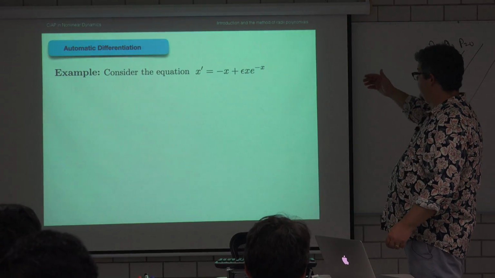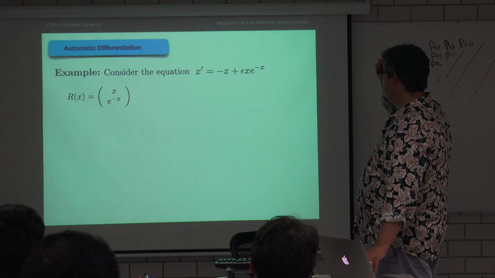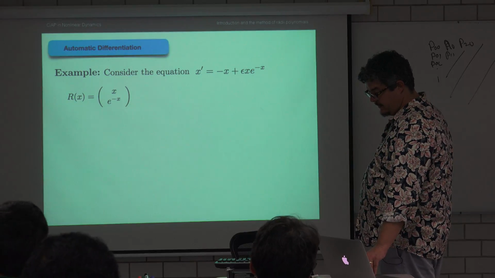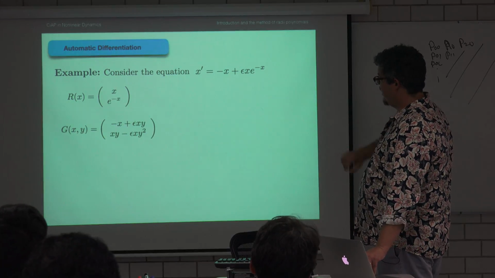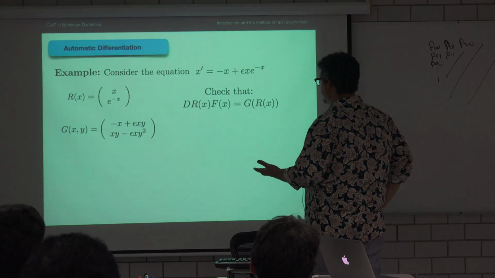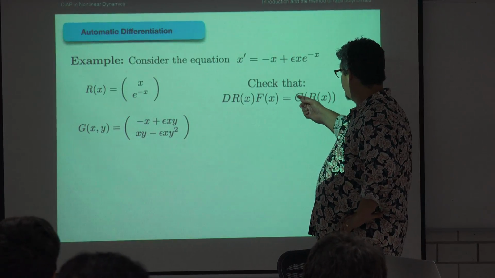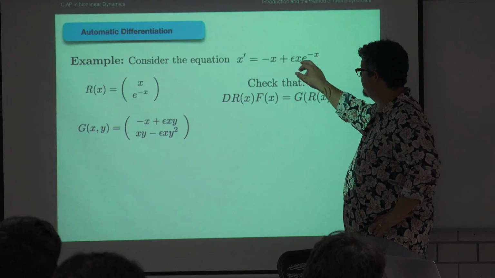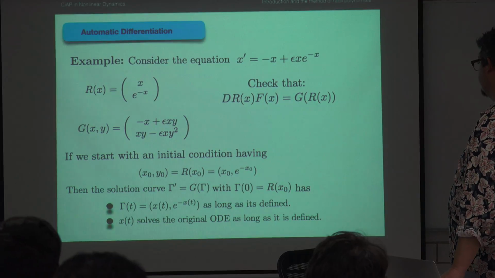Okay, so I did something a little bit formal to get from this equation to the polynomial equation, but here I take my R of x to be the x and then e to the negative x. That's the initial condition for my second component. My G is the polynomial vector field we derived in the earlier slides. You can check that this relationship holds. Okay? That DR of x is G of R of x. And so the dynamics of this system, with initial conditions here, is the same as the dynamics of this. Okay?